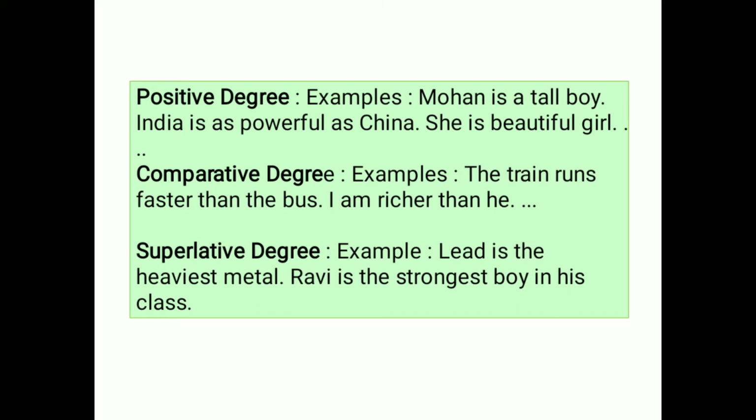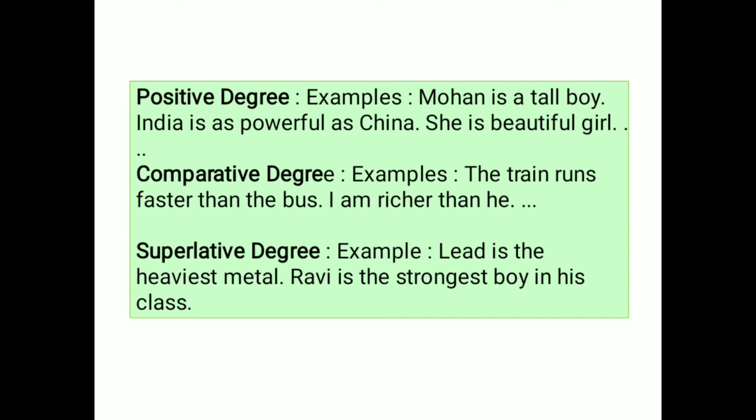And next, in comparative degree, when we compare two subjects, we can understand that one subject is better or worse than another. This is called the comparative degree. An example has been given here: The train runs faster than the bus. Faster than, these words highlight the difference.